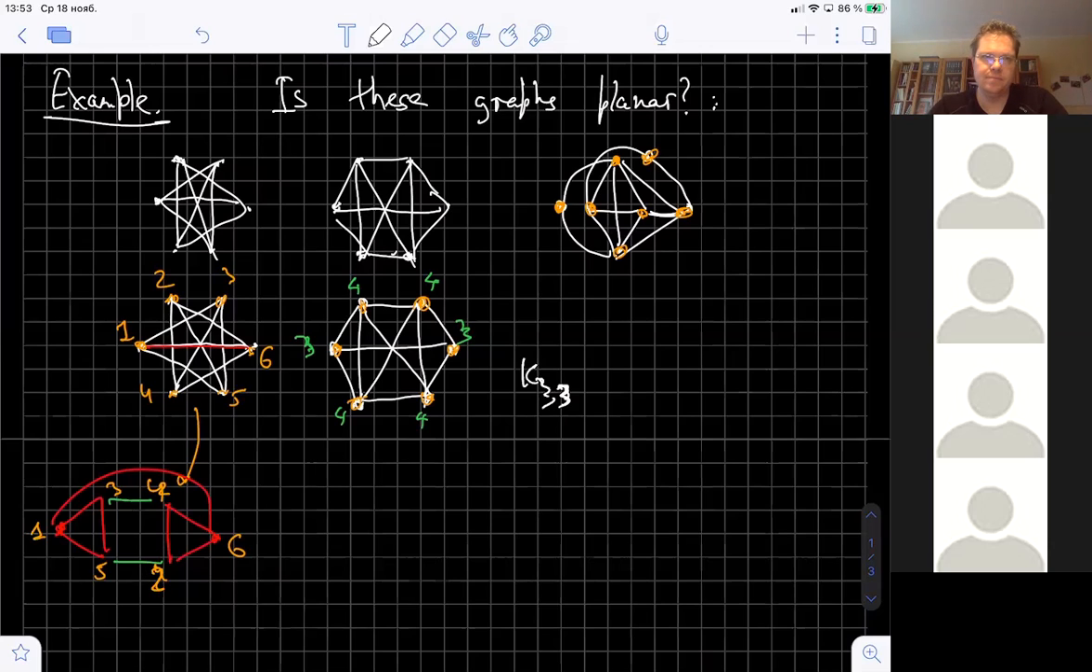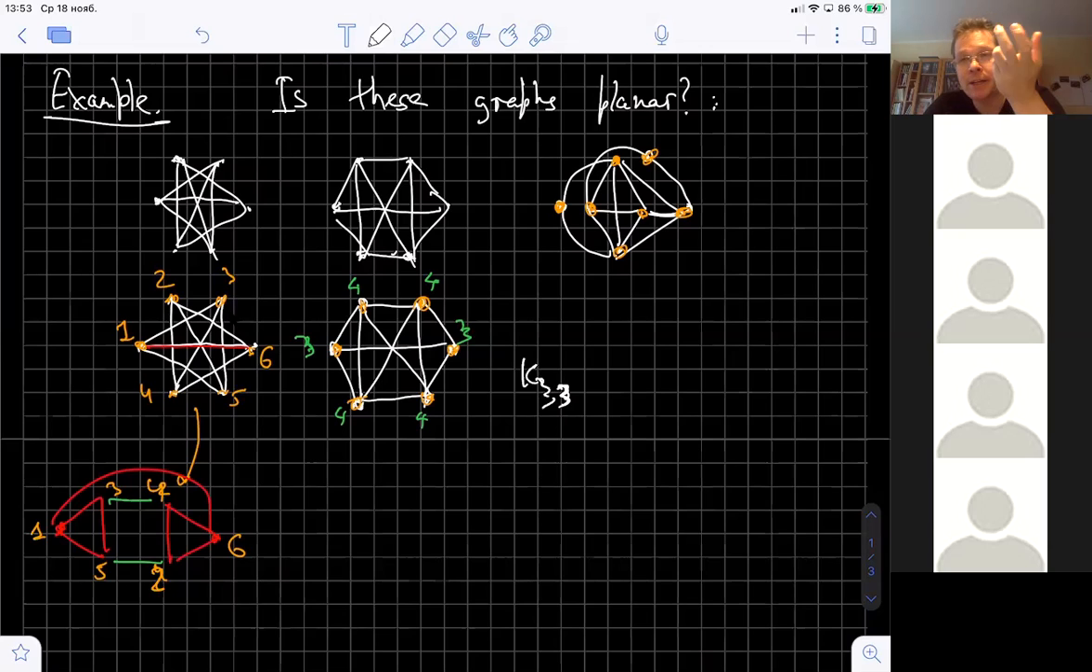Sir, but there are no 3 independent vertices, so I don't think it's possible that there's a K3,3 graph. Where do you see 3 independent vertices here? So, there are no 3 independent vertices in this graph. The independent set of the graph is 2.